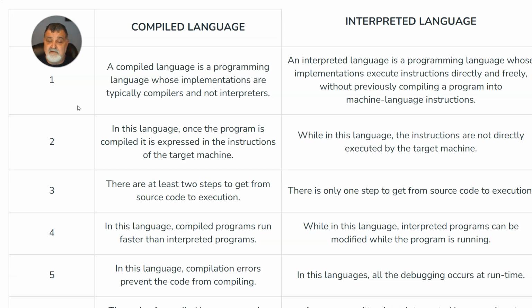Okay, while in this language, instructions are not directly executed by the target machine. They're targeted by the software. Okay, that's how they're run. They're run through the software. This is only one stop to get from source code to execution. Again, I could write the Python file or the bash script, and we'll talk about that in a second. Python file or PHP scripting file, I can send it to you and you can run that program. Okay. While in this language, interpreted programs can be modified while the program is running. That I have not seen, but I guess that holds true.